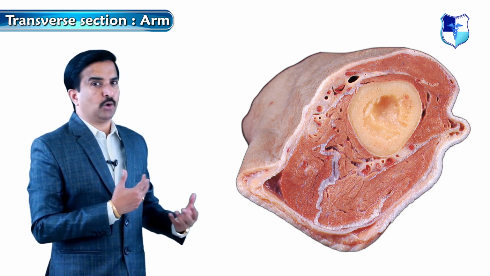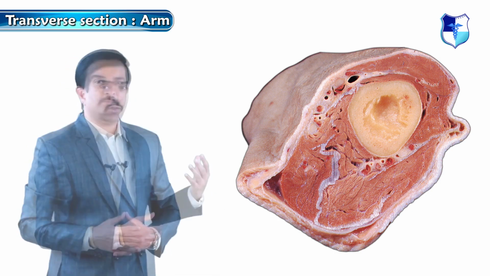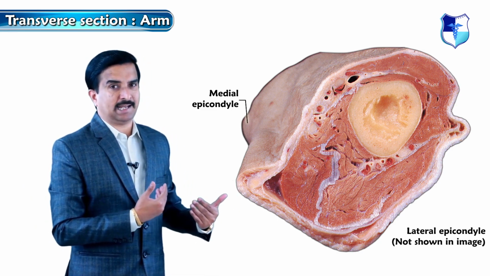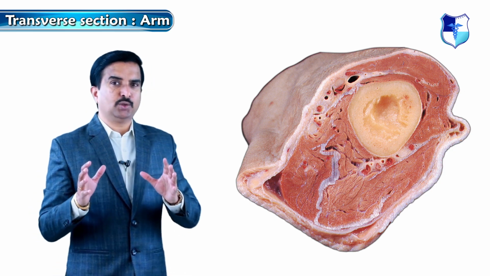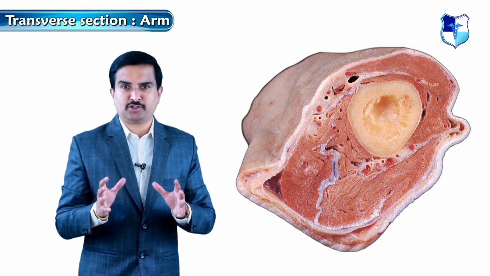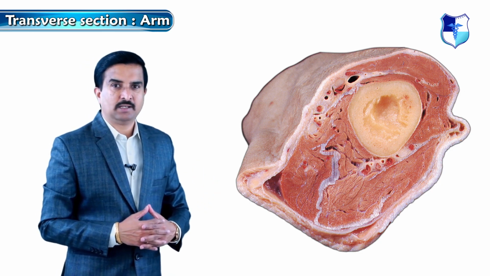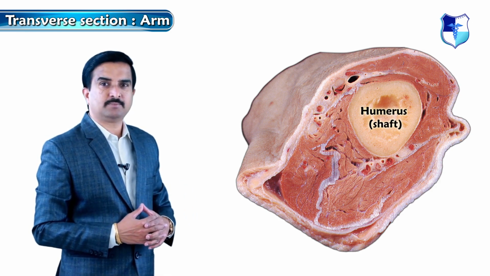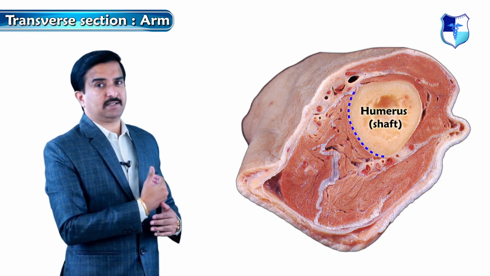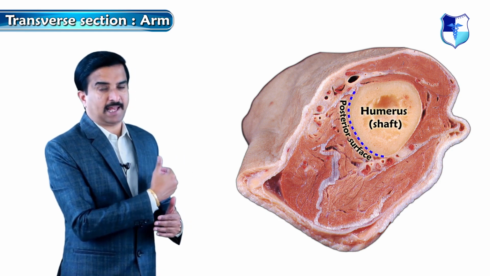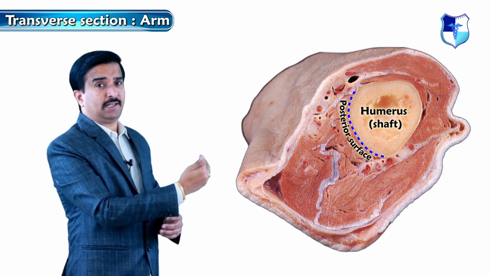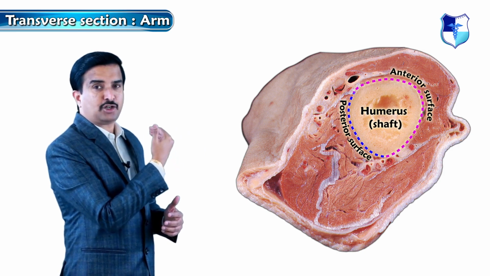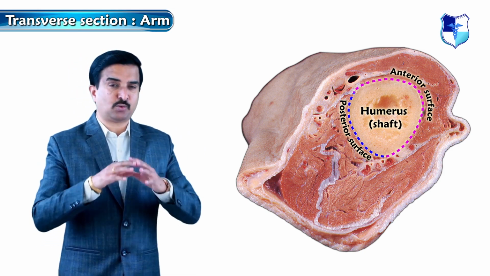And let us try to look at the orientation of the image given. Here we can appreciate the medial and lateral epicondyles, which are the bony landmarks. Now let me show you the orientation to identify the structures that are seen in this image. Have a look at the humerus shaft. The posterior surface of the humerus is flat, and the anterior aspect is more convex with tapering margins, which gives a triangular appearance.